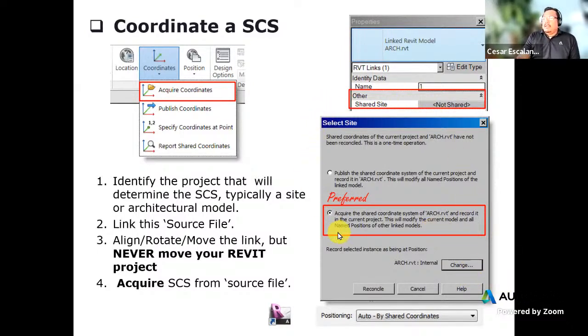And from then moving forward, every time your consultant sends you files, you can link them using the shared coordinates method in the link options, and it's going to always come in the same spot. So 4 steps. This is in the test. Identify the source, link the source, move the source, and acquire the shared coordinates. All right, let's see how this is done in practice. So let's jump into the files.